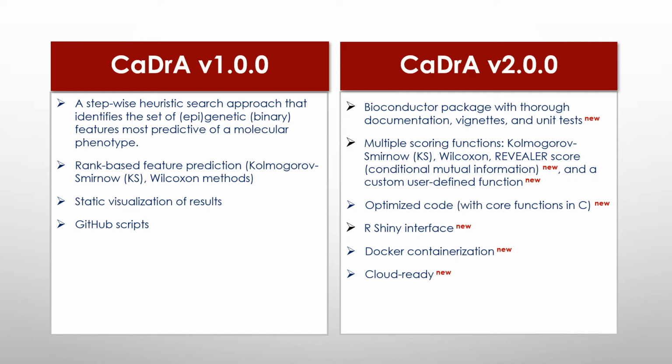We also implemented a Shiny R interface that supports multiple query modalities and multiple visualization options. And we defined Shiny modules to support the integration of CaDrA into other applications. Finally, and more importantly, we containerized the package and all its dependencies as a Docker image, available through Docker Hub, ready for cloud deployment.